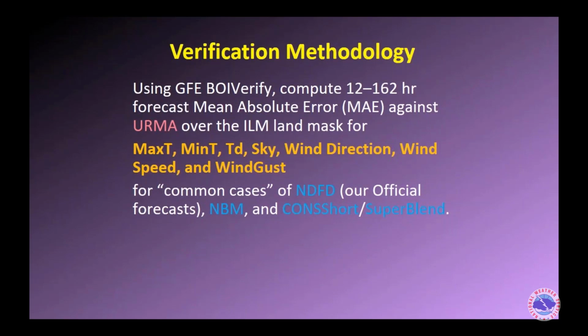But that's something to look at in the future. And with this, I looked at common cases because then it's a little more fair and equitable, and you don't have one data set missing for a period of time where the models are way off. This ensures that there is data available for all these things at the same time. So NDFD, which is our official forecast, NBM, and then conshort in the near term, and superblend in the extended.